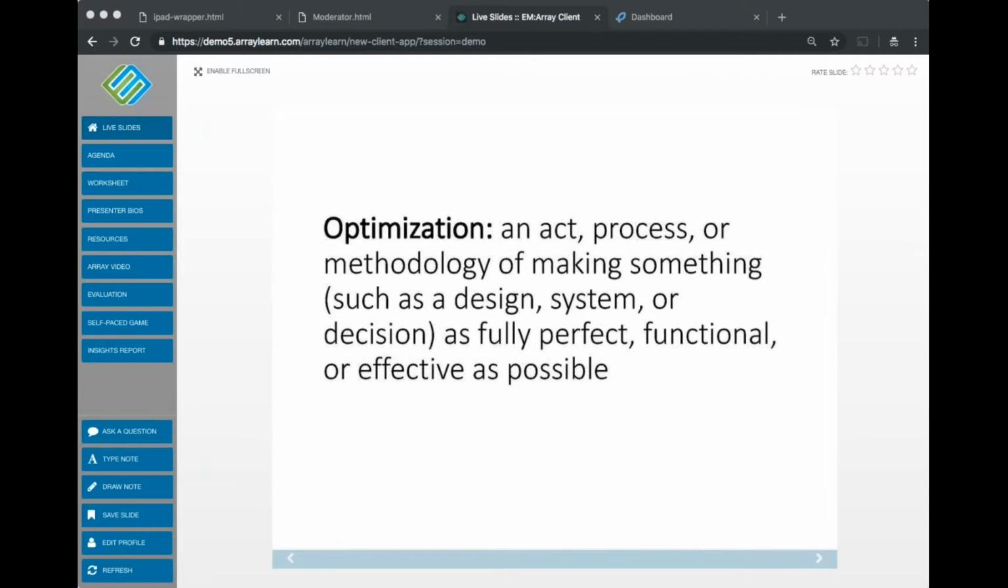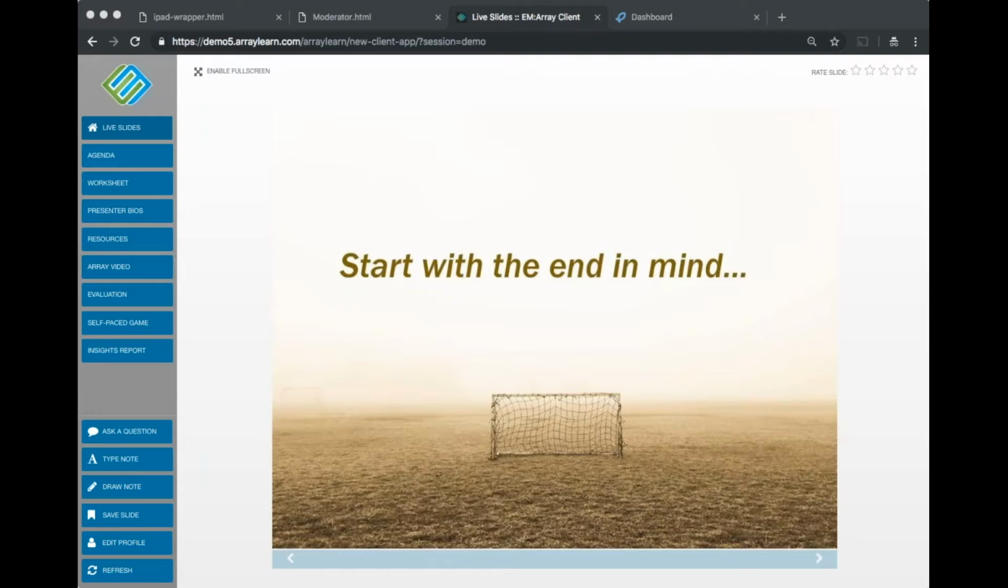So my motto when it comes to anything we want to do, when we start designing, whether it's engaging attendees, capturing information, or being effective, is that we have to start with the end in mind. And starting with the end in mind, based on that optimization definition, we want to get an effective meeting in place.